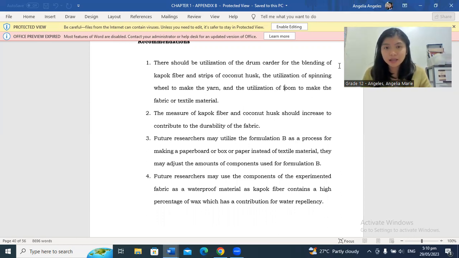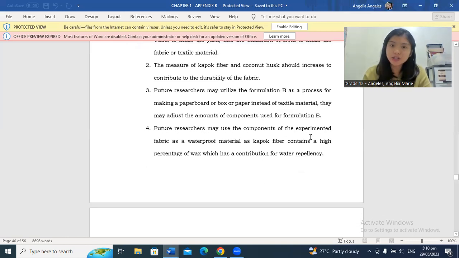Okay? And then future researchers may utilize the formulation B as a process for making a paperboard or box or paper instead of textile material. Okay, so sinabi ko nga kanina or actually sa last video na ang formulation B can actually hold the potential to be a paper kasi nga stick siya dahil sa cornstarch na nilagay or a paperboard or paper box. Okay, so ayun, formulation B can be used for paper box.